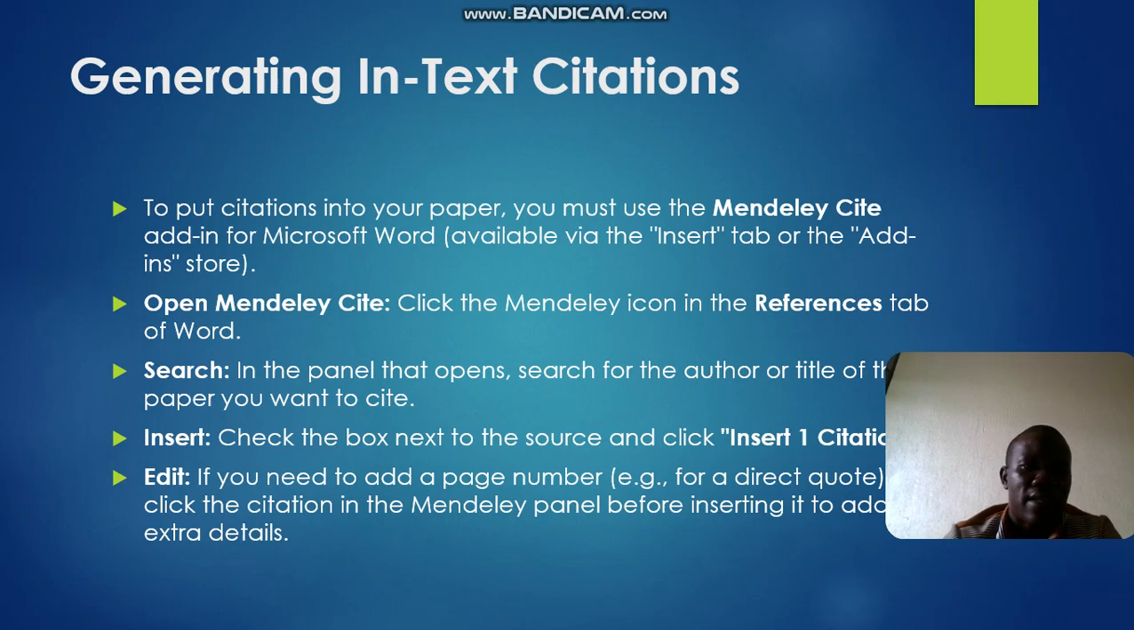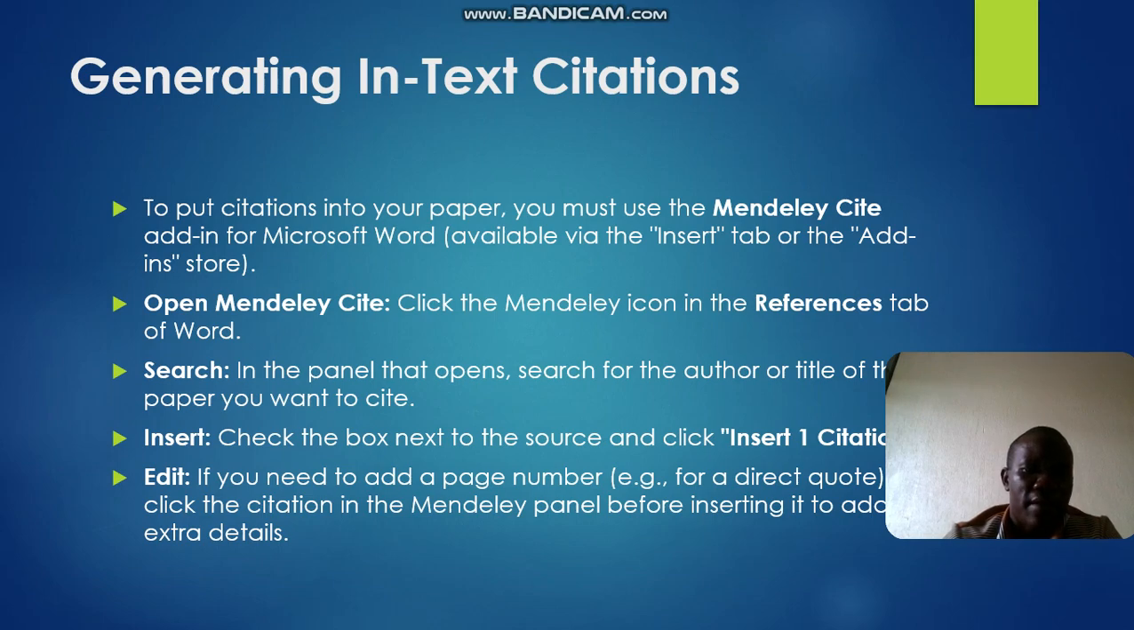And then after doing that, there's another aspect altogether. We call it generating in-text citation. To put a citation into your paper, you must use the Mendeley Cite add-in for Microsoft Word, which is available via the insert tab or the add-ins store. Then you open Mendeley Cite, where you click the Mendeley icon in the reference tab of Word, as I said earlier on. Then, of course, you come to search. In the panel that opens, search for the author or title of the paper that you want to cite.